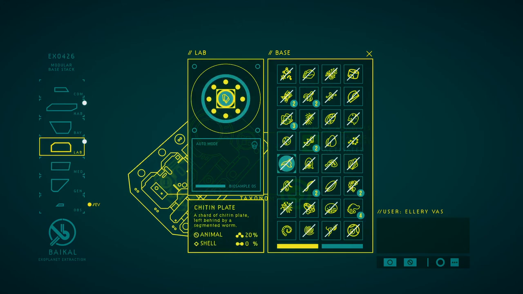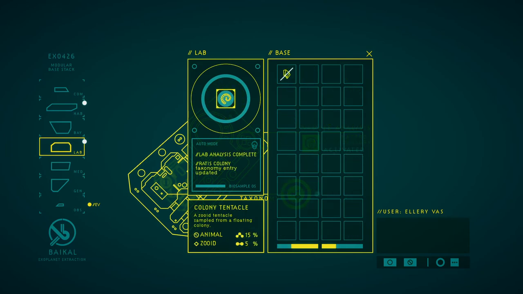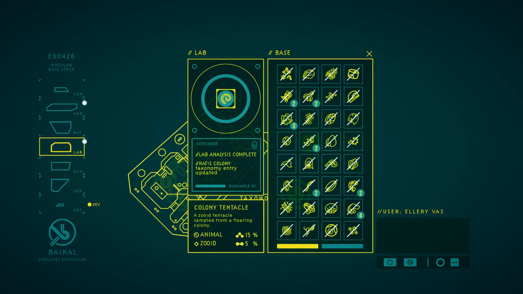Not before we analyze all of our samples. There's nothing left.